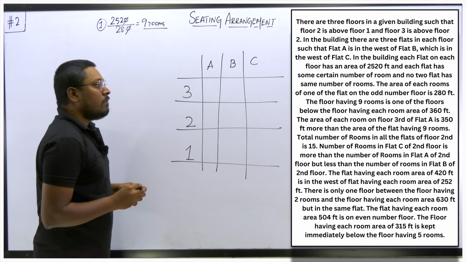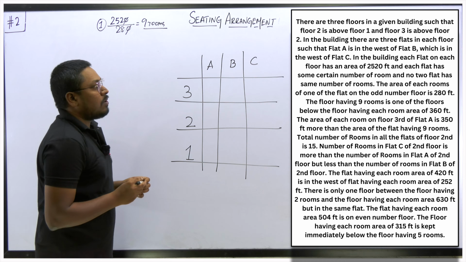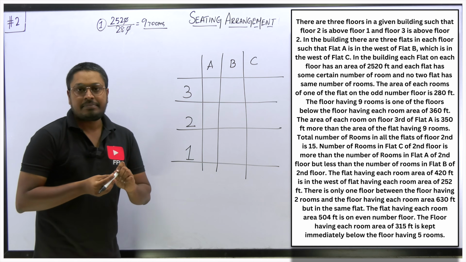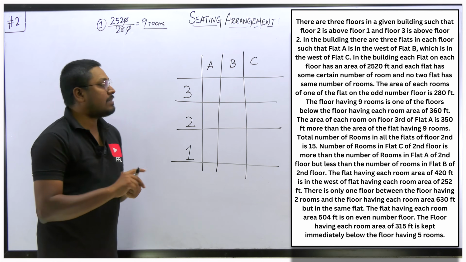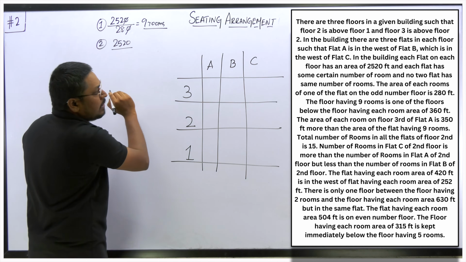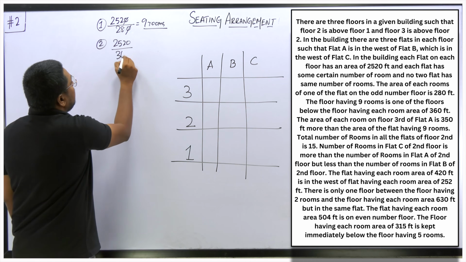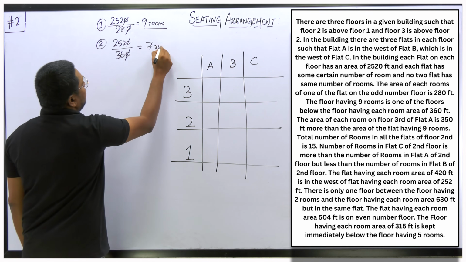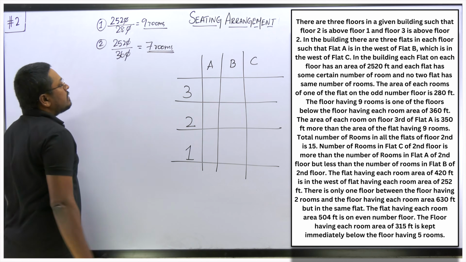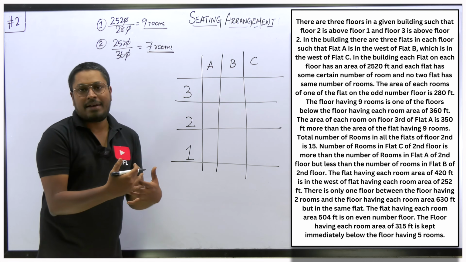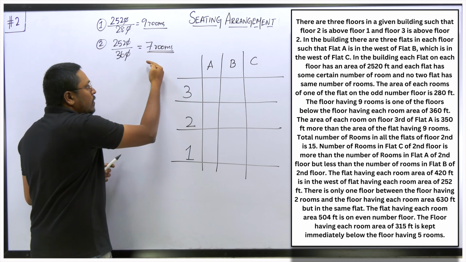Second, the floor having 9 rooms is one floor below the floor having each room area of 360 feet. So each room is 360 feet, so let me find that. 2520 divided by 360 is 7 rooms, right? So 7. Yes. So what they are saying is, we can read the point again: the floor having 9 rooms is one floor below the floor having this many rooms. So 7 rooms, below it should be 9 rooms.